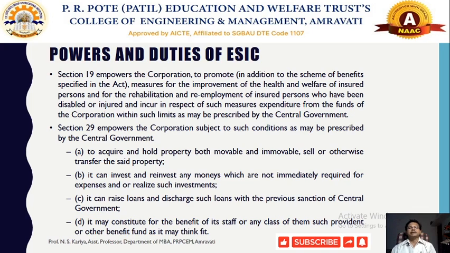In section 29, ESIC has been empowered with certain kinds of activities. They can acquire or hold properties, movable or immovable, within the state, or transfer these properties. That is their internal matter. They can also invest or reinvest any amount of fund or money, even the fund which has been collected from the employees as well as the employer, that EPF, depending on the requirements.